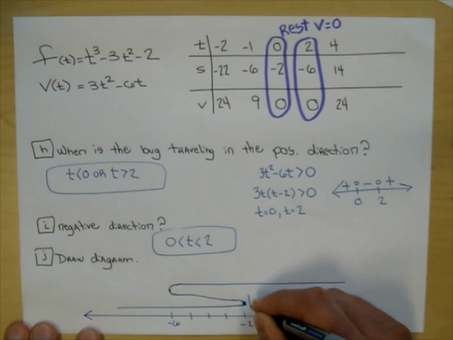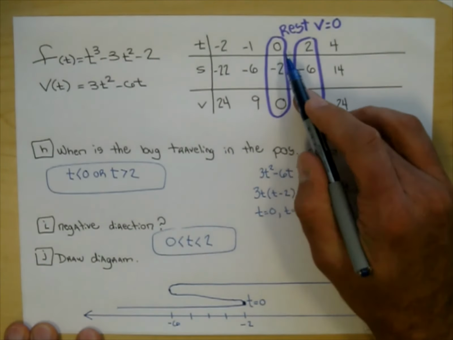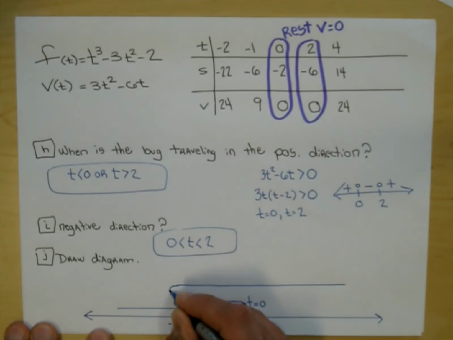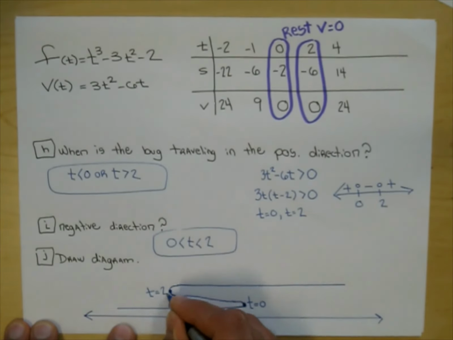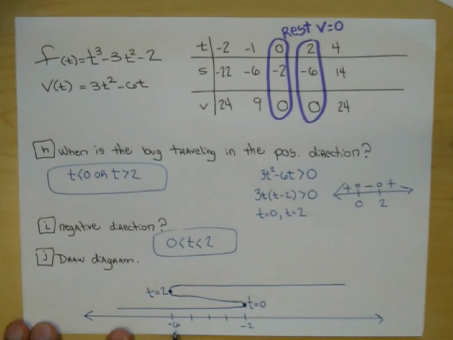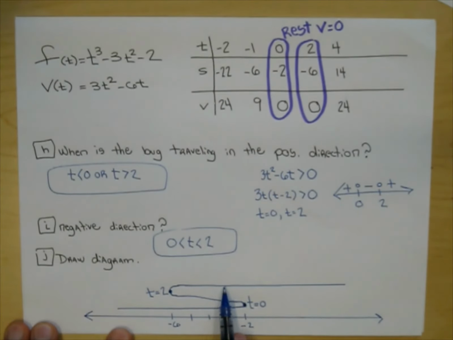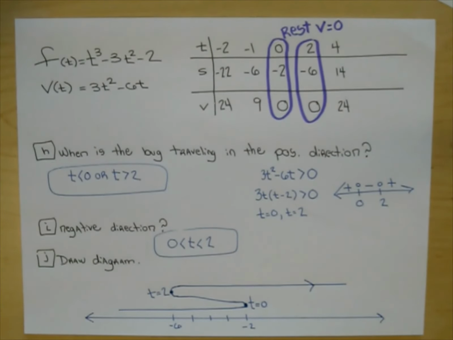is time 0. At time 0, he's at -2. He turns around, starts going in the negative direction from 0 to 2. At time 2, where he's at -6 on the number line, he decides, I'm going to turn around and go in the positive direction. So from time 2 on, he goes this way. And so the diagram looks like that.